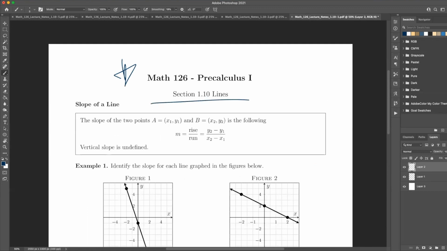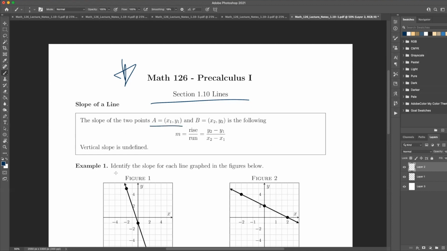Hi, so we're going to start in section 1.10 on lines. We're going to do basically everything you need to know for lines in this section, except only doing it in 2D instead of 3D. You'll see 3D lines later, but not quite yet.